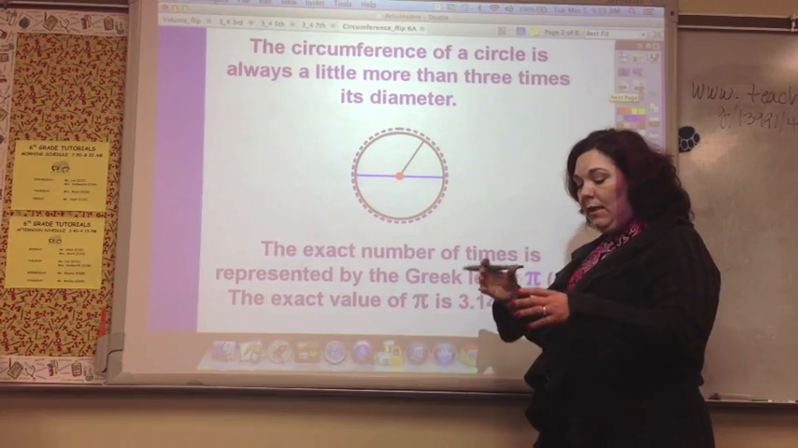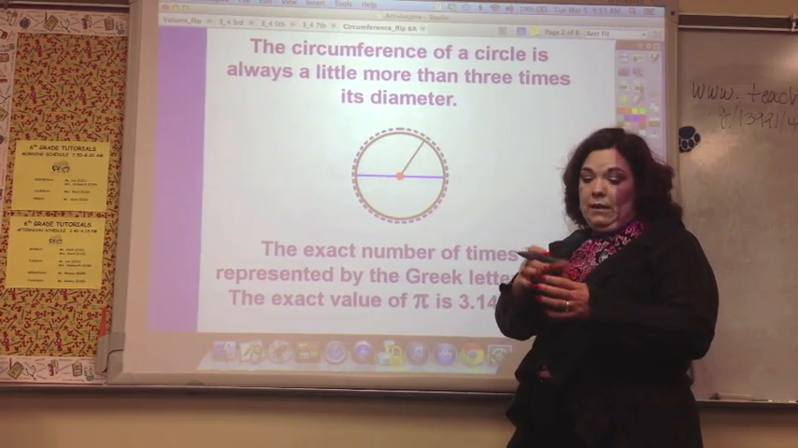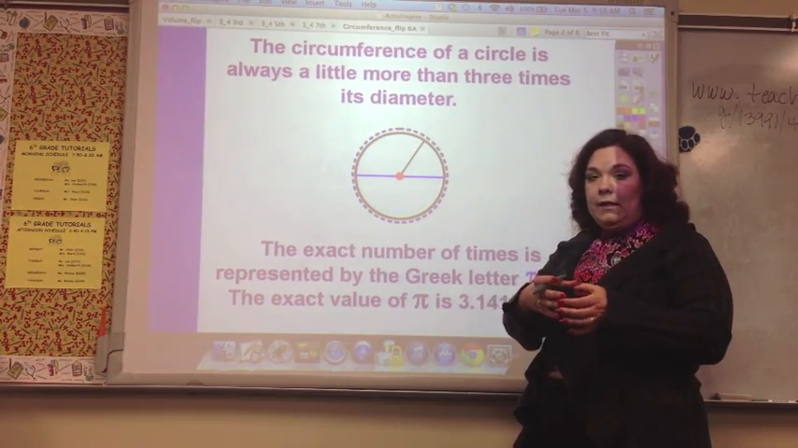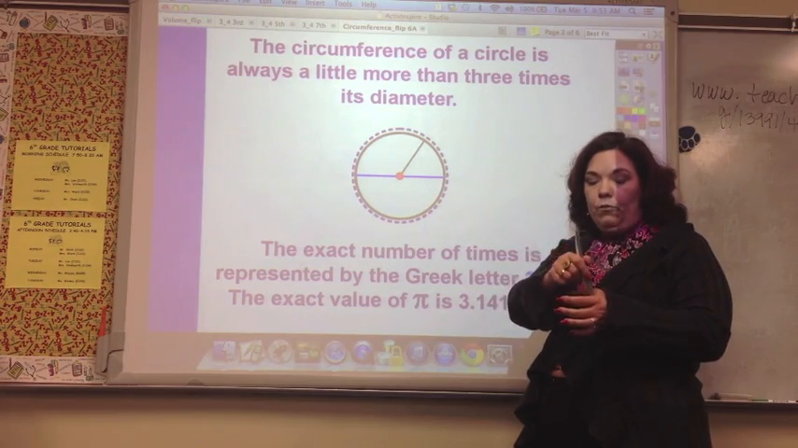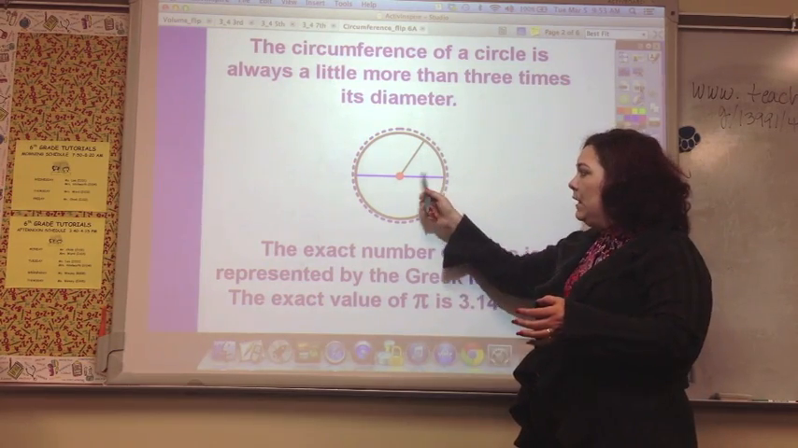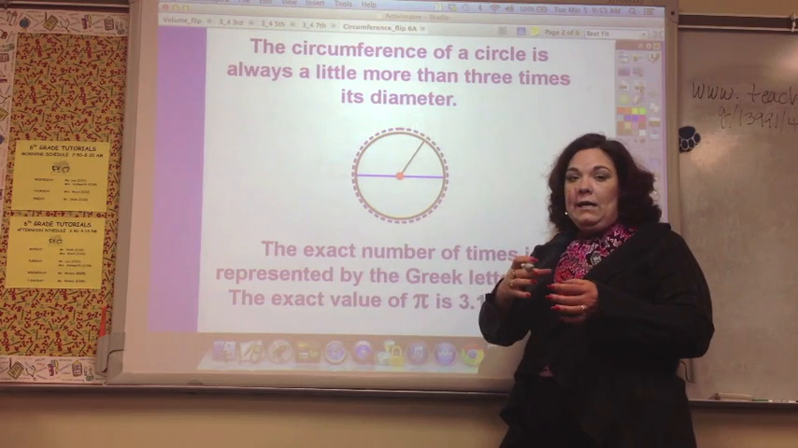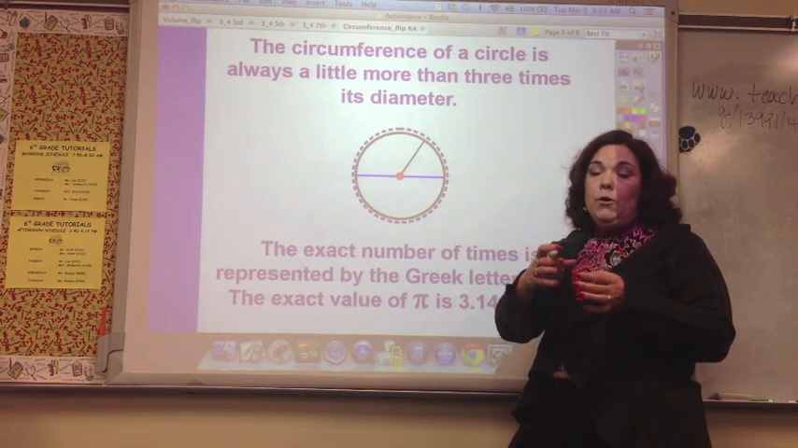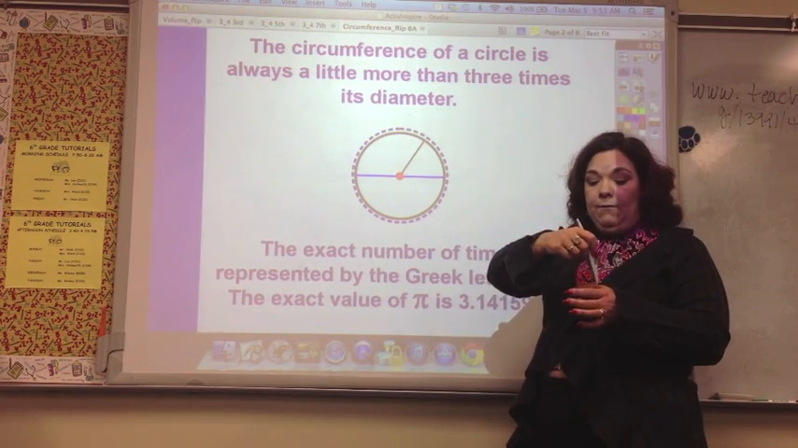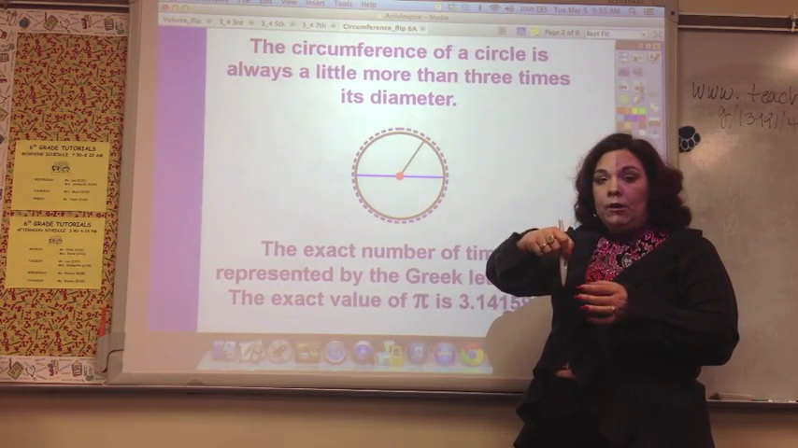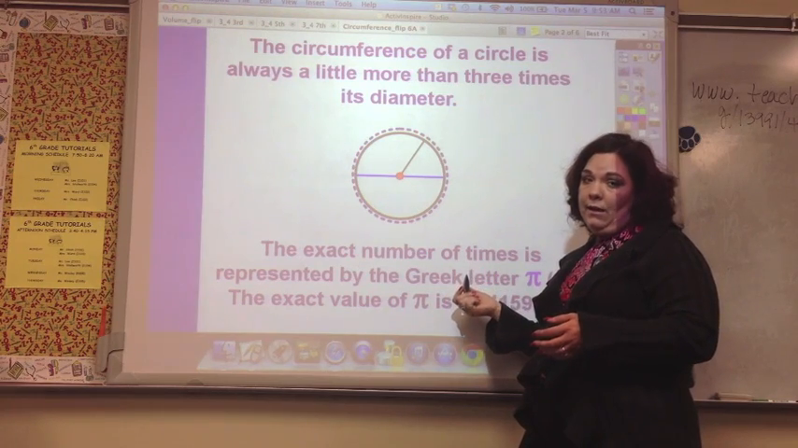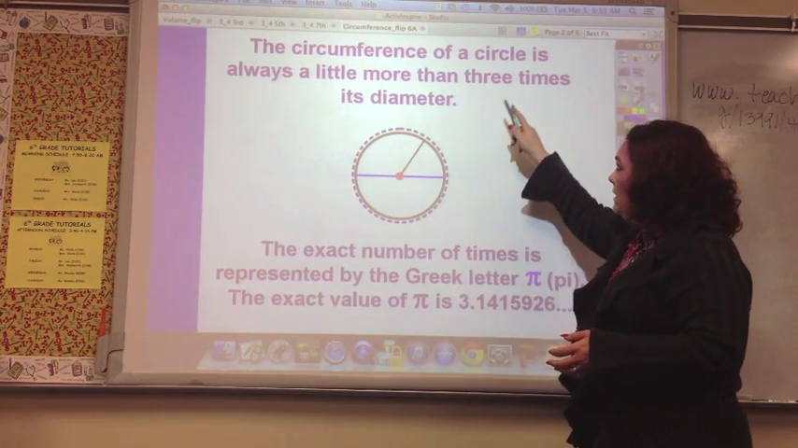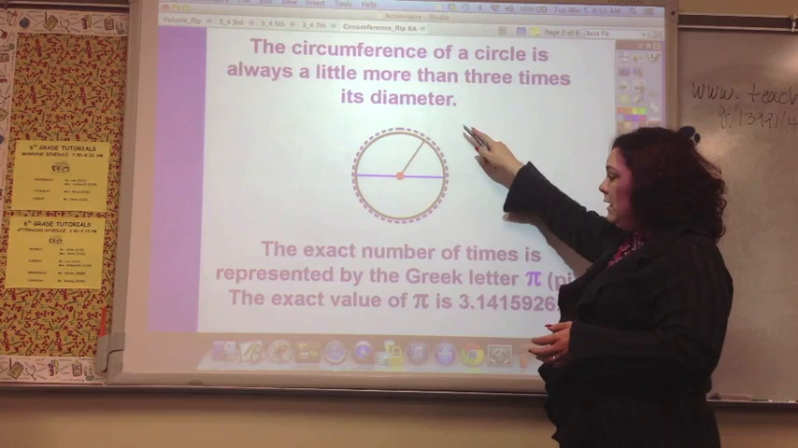The circumference of a circle, that's the distance around a circle, is always a little more than 3 times its diameter. So if you take an orange that you've cut across and you measure from one side to the other, that's called the diameter, and say that measurement is 3 inches. You multiply 3 times 3, and then if you measure the distance around that orange, it would equal about 9. So it's always 3 times the diameter.